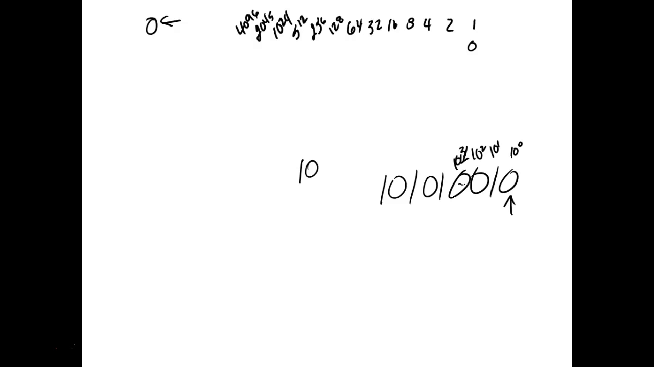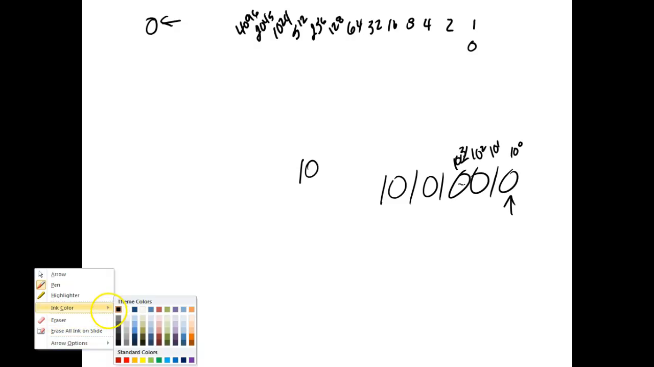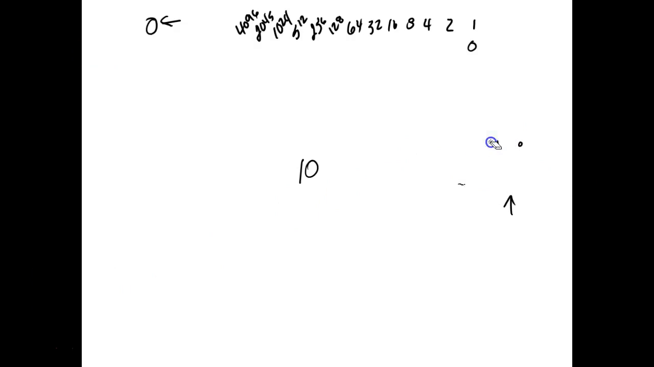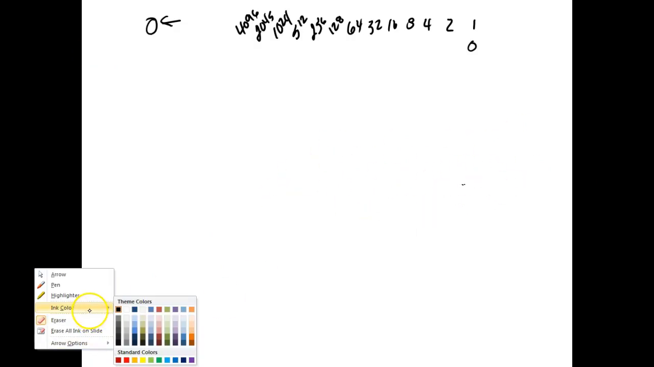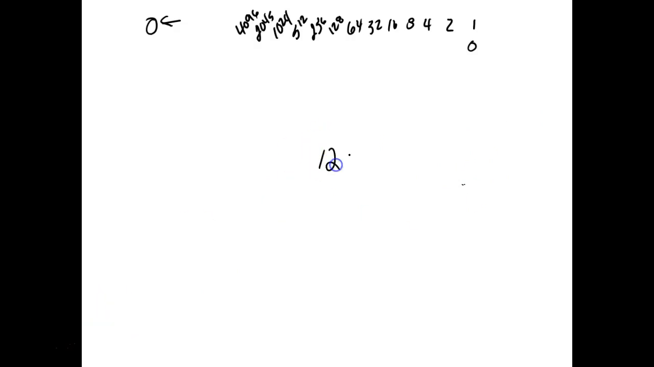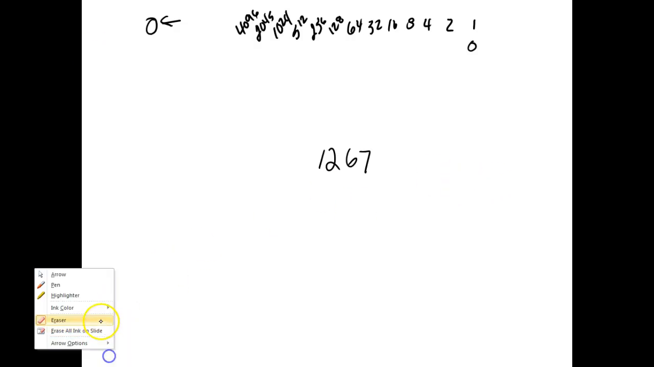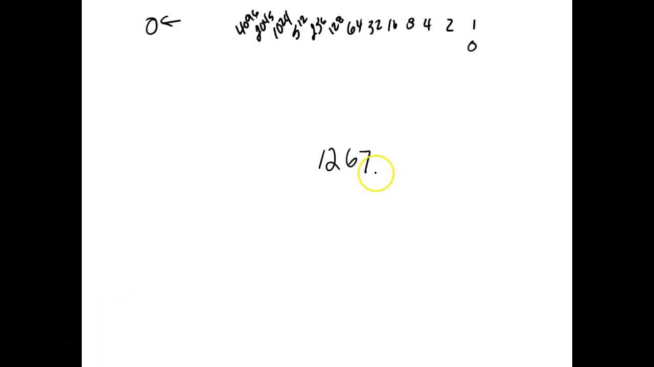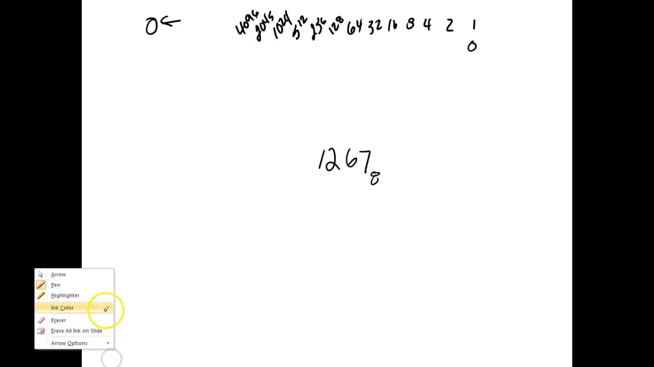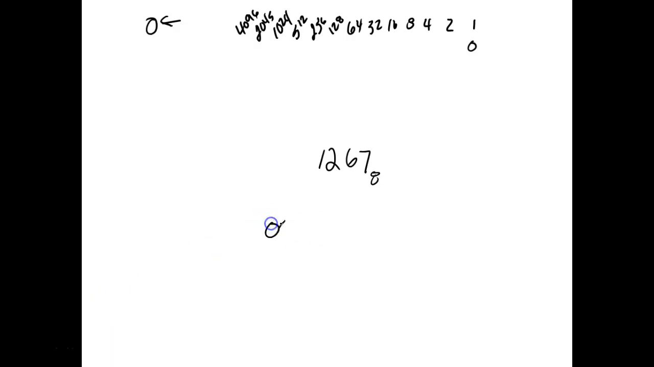Okay, we'll do that: 1, 2, 6, 7, from octal, base 8. So we'll go to binary using groups of 3s.